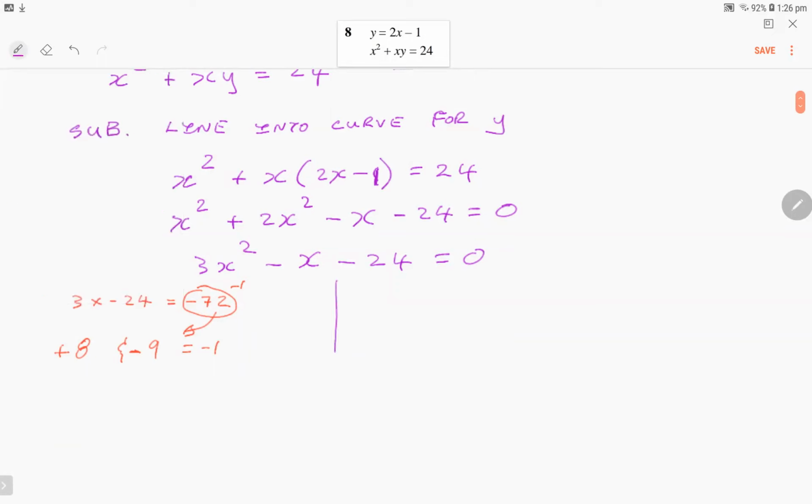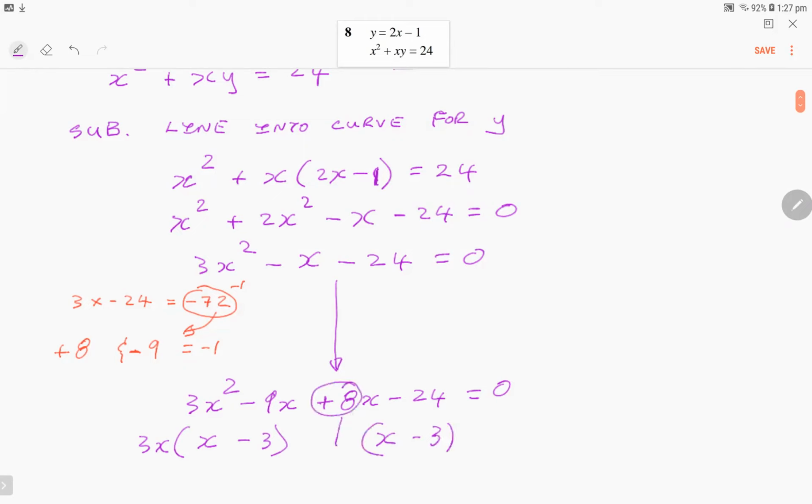So I'm going to come down now, and this is going to become 3x squared. Put the minus 9 with the 3. So I'm going to get minus 9x and put the 8 with the 24. So I'm going to put the minus 9x plus 8x minus 24 equals 0. I'm going to take the highest common factor in the first two terms, which is 3x. Out of this, give me x. Out of this, give me 3. The same thing must end up in the bracket over here. x minus 3.